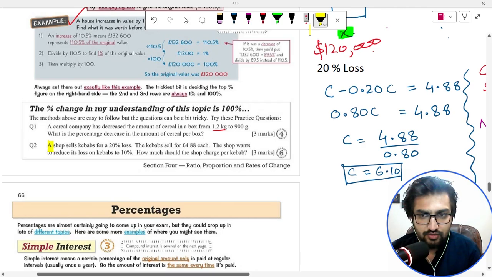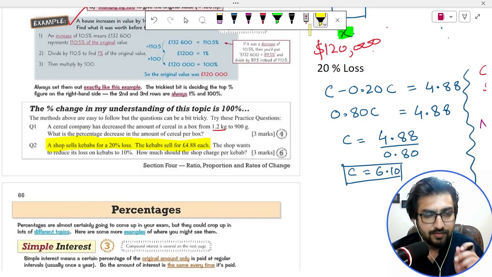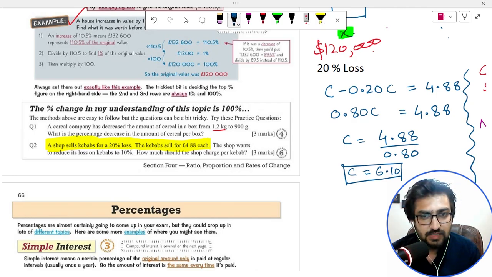So the question is, a shop sells kebabs for 20% loss. The kebabs sell for 4.88 each. Now if you see the highlighted area, the price of kebab is not given. This is what I just explained previously, that the price of that house was not given, the percentage increase was given, and the final price was given. This is the same thing, right? The original price of kebab is not given. Let's say this is kebab, and the price of this kebab is X. We don't know that.